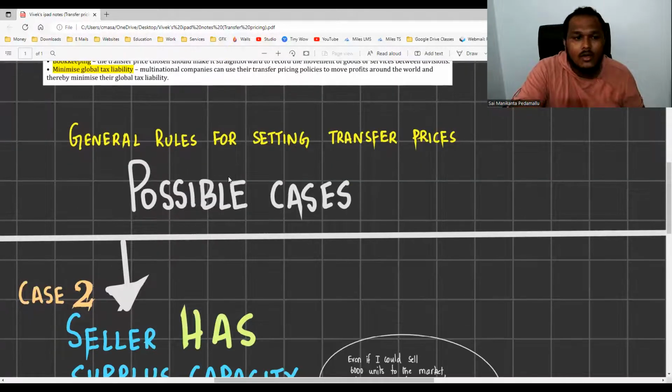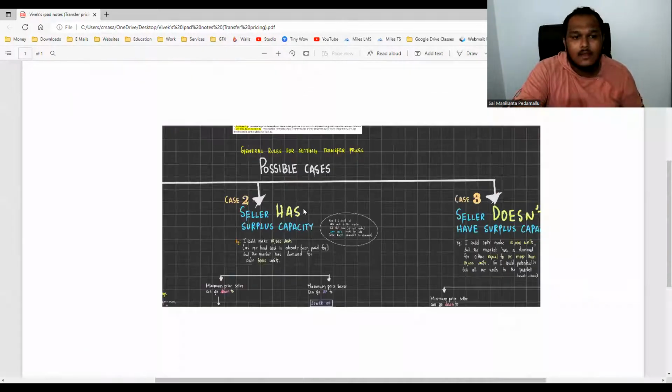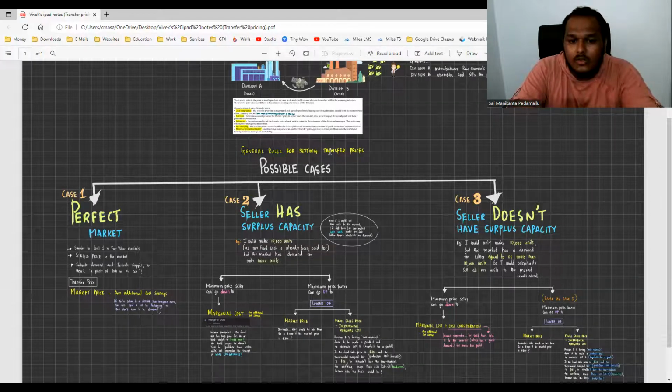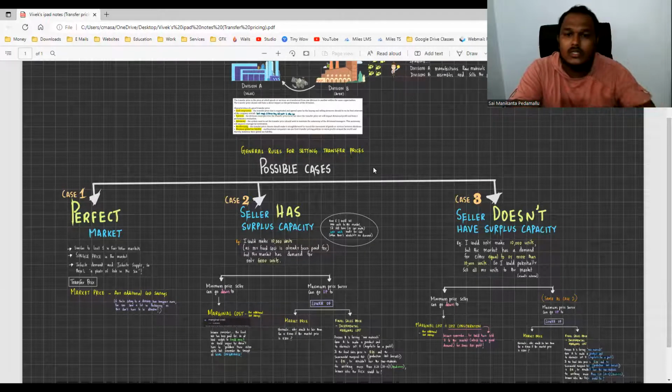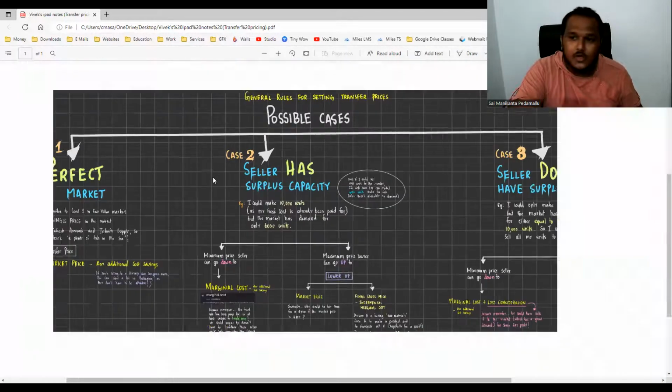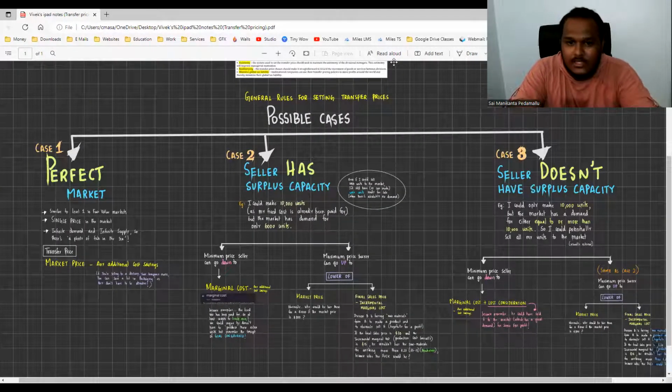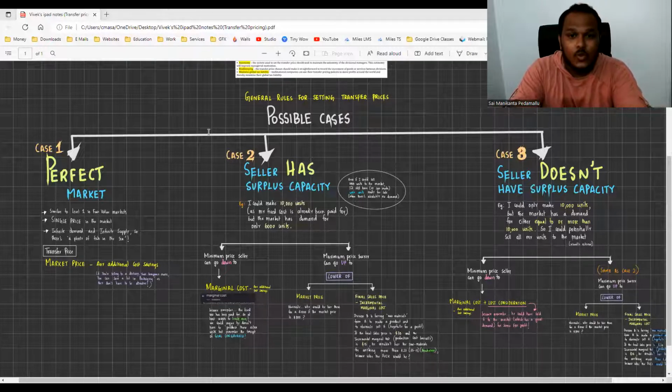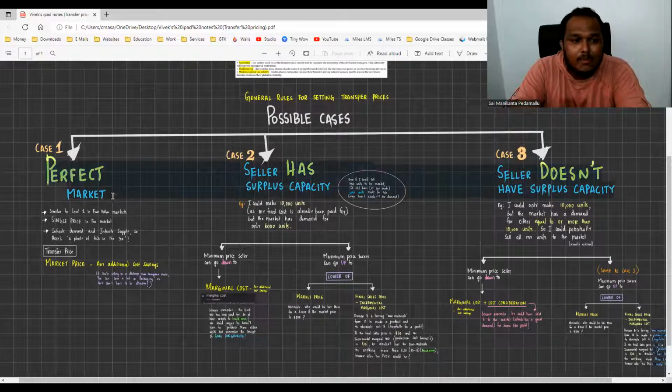Okay. Then, what are the general rules for setting the transfer prices? So this is our crucial thing. Understand there are different types of situations. We'll look at them situation by situation. The first situation is where you have a perfect market.